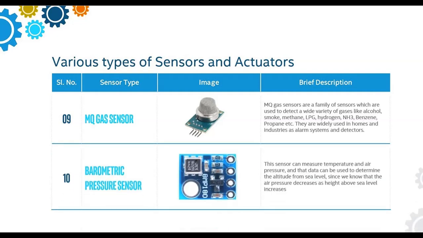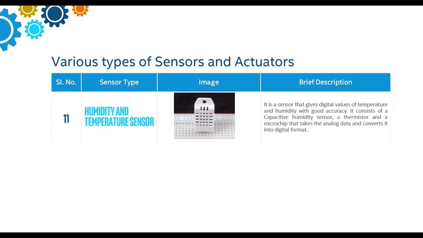Barometric pressure sensor, we can use. A pressure sensor and a barometric pressure sensor are different. This sensor can measure the temperature and the air pressure, and that data can be used to determine the altitude from sea level. Since we know that air pressure decreases as height above sea level increases, this is one of the barometric pressure sensors we can use for different applications.